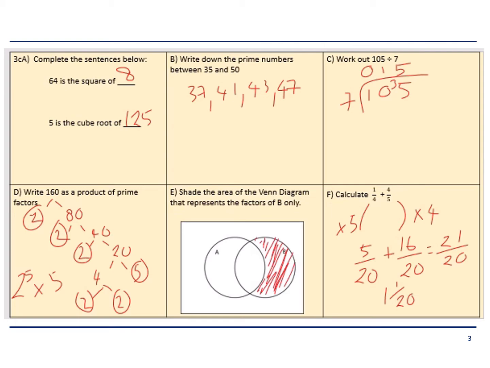21 over 20. And we always must convert our top heavy fractions into mixed fractions to end with a more accurate answer. In this case, 1 whole one and 1 of the 20ths left. Well done if you got 6 out of 6 or more than 4, as we aimed for.